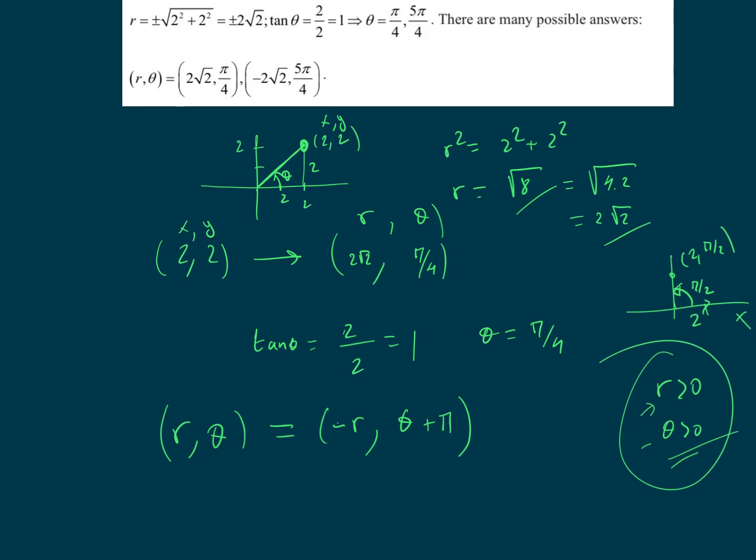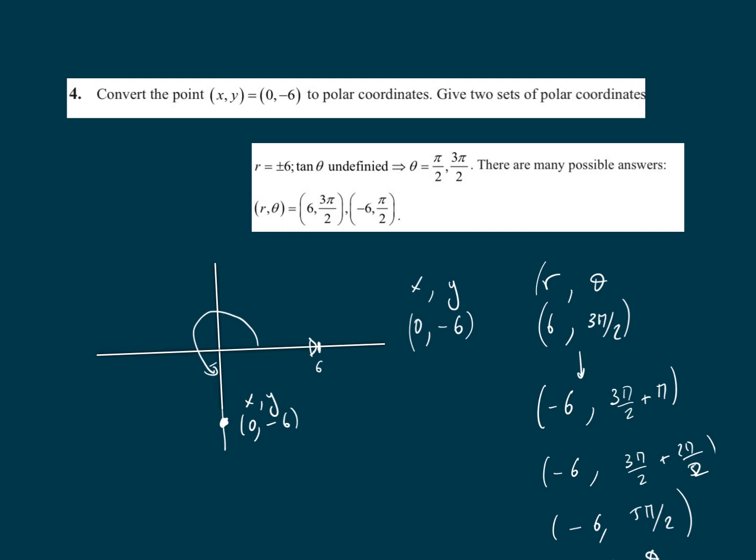Okay, let's go to the next problem. Problem number 4: convert the point in Cartesian coordinates 0, minus 6, x equals 0, y equals minus 6. What will be the r and theta for polar coordinates? I rotate 3 pi divided by 2, and I arrive at the point. So for sure, in polar coordinates, the r and the theta will be 6, 3 pi divided by 2.